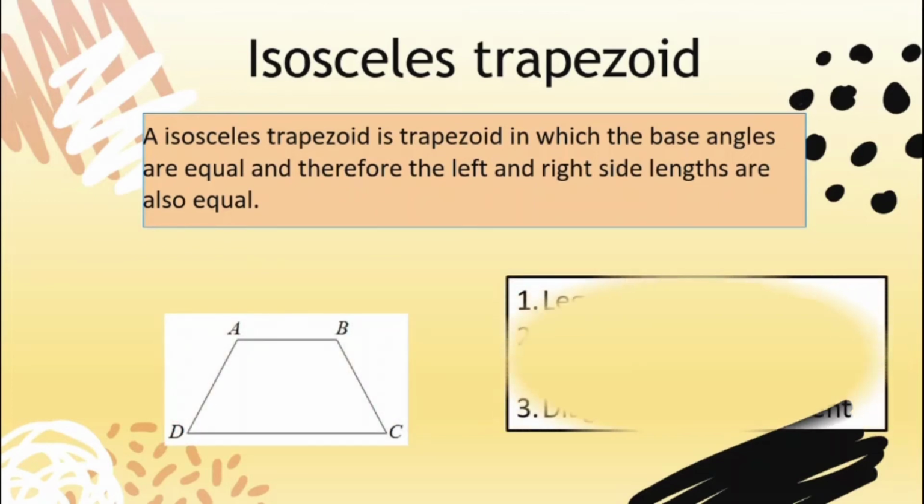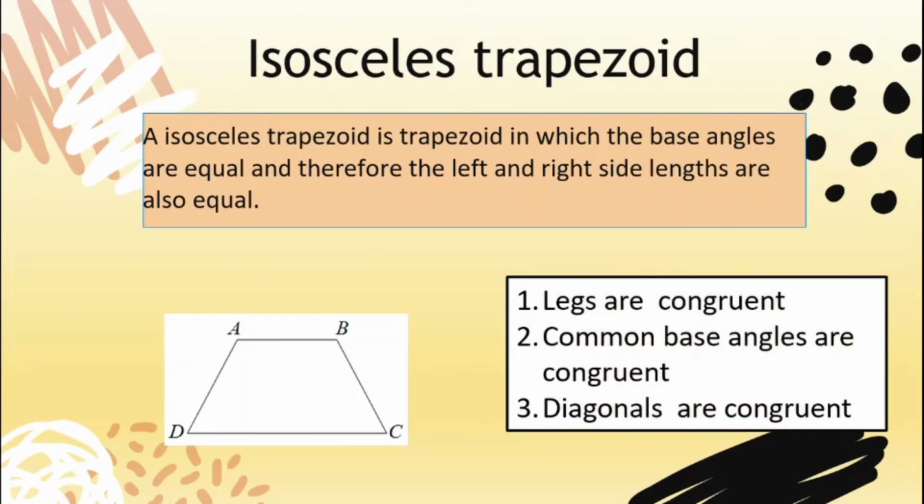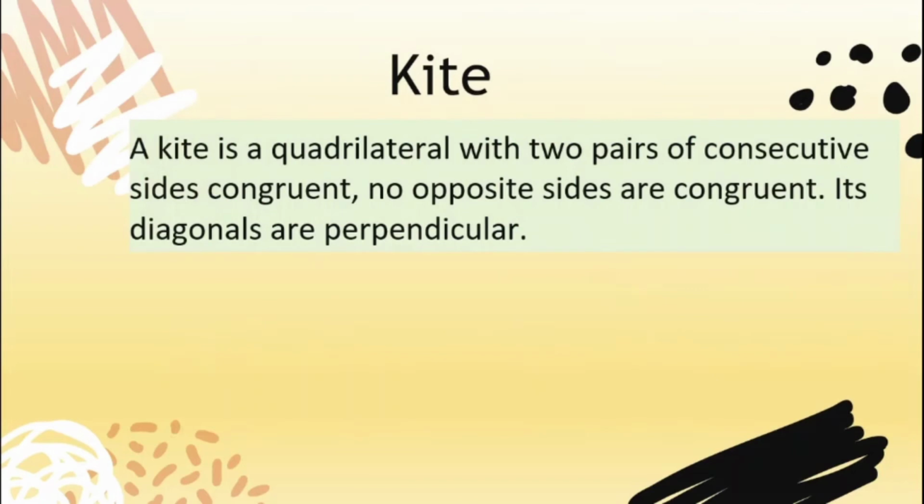Example, line AD and line BC are equal. Line DC and line AB are parallel sides. Kite. A kite is a quadrilateral with 2 pairs of consecutive sides congruent. No opposite sides are congruent. Its diagonals are perpendicular.